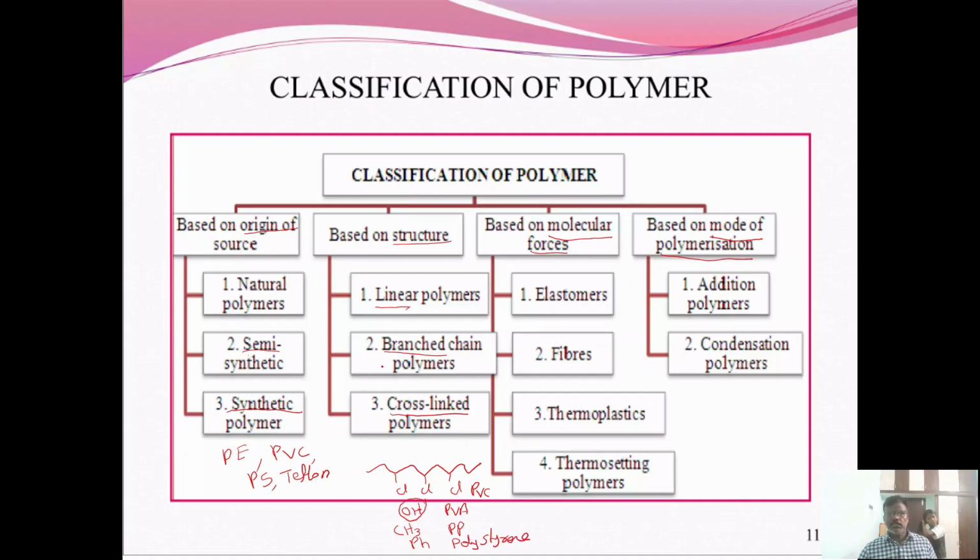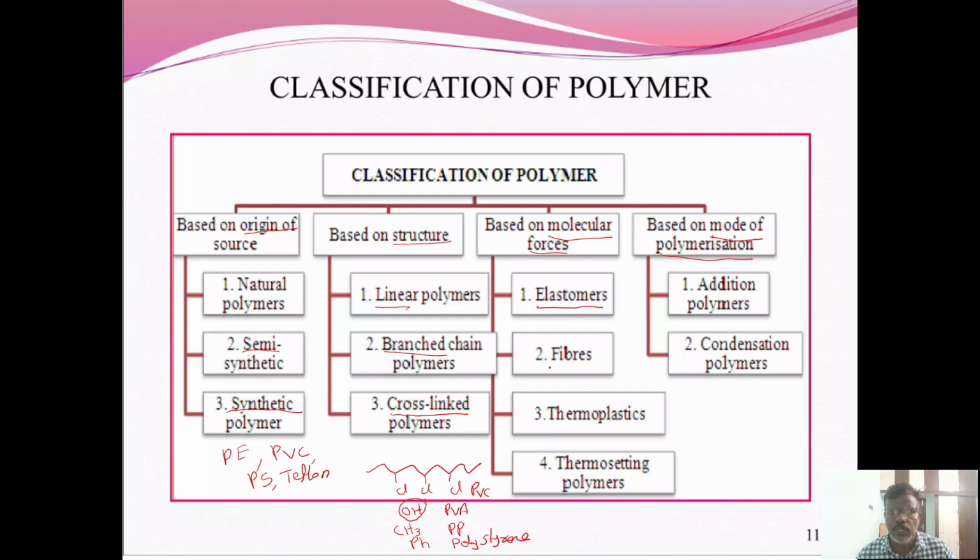Okay, so the next category is based on the molecular force. Based on the molecular force, there are four categories: elastomers, fibers, thermoplastics, and thermosetting plastics. Elastomers means the plastics or polymers that have elastic properties. You take a rubber band and apply stress at both ends, just try to stretch it. So the length of the rubber band is increasing. Once you release the stress, it will regain its original shape. So those materials are called elastomers. They should have elastic properties.